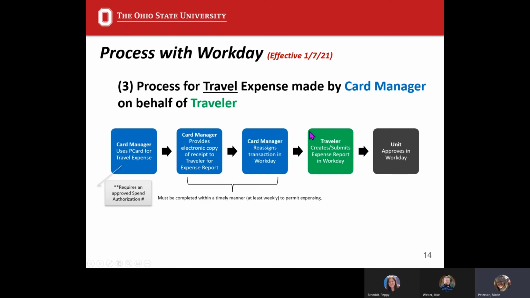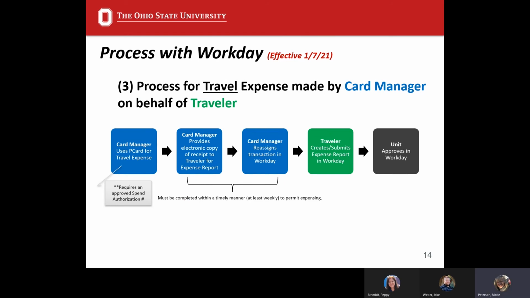The third example is for a Department of Service Center card where the card manager makes a travel purchase on behalf of the traveler, for example, for registration. You'll start with making an appropriate business purchase for the traveler. You'll scan the electronic copy of the itemized receipt, and you'll provide a copy of it to the traveler by email for his or her expense report.